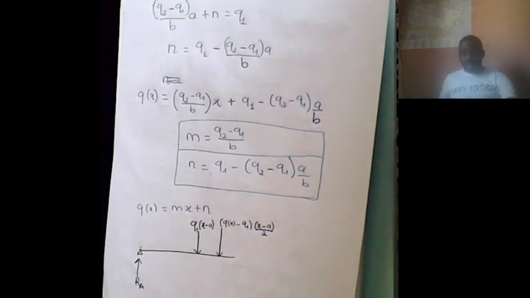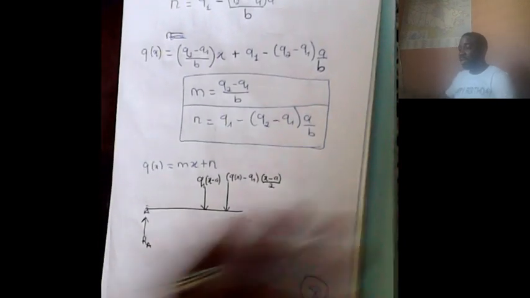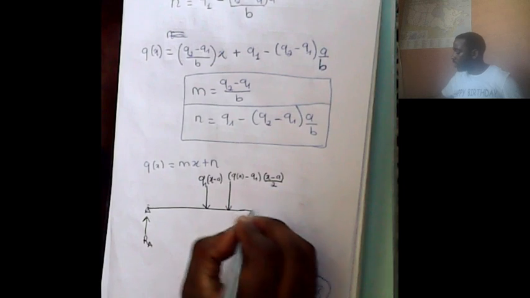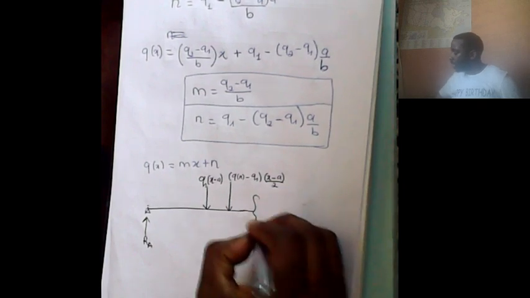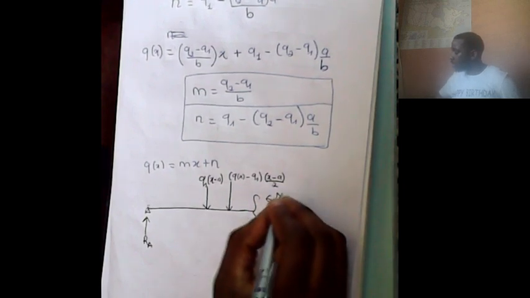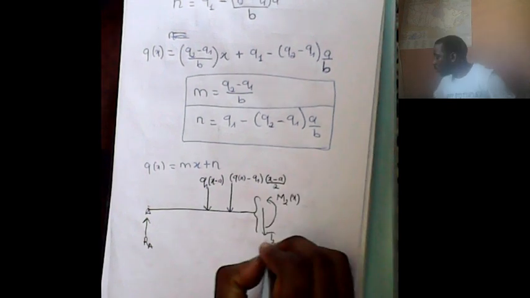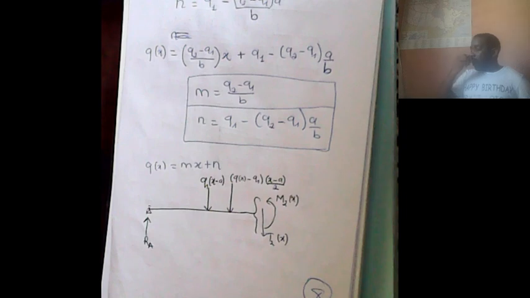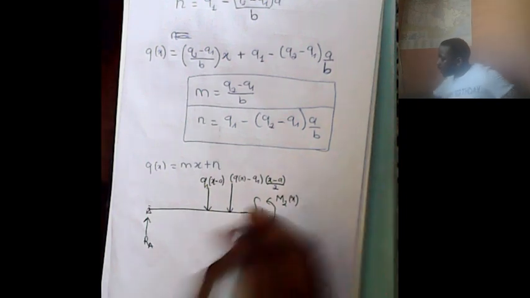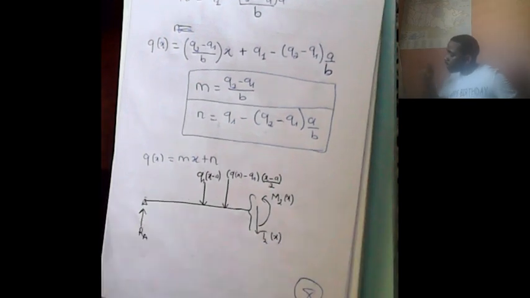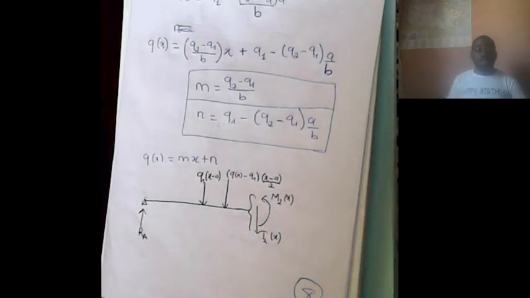Are you seeing those expressions? Okay, good. So we are here, and we've cut somewhere here. This is where we have our M2 of X and our T2 of X. Good. So that being said, what I will do here is quite simple. We'll calculate the moment.